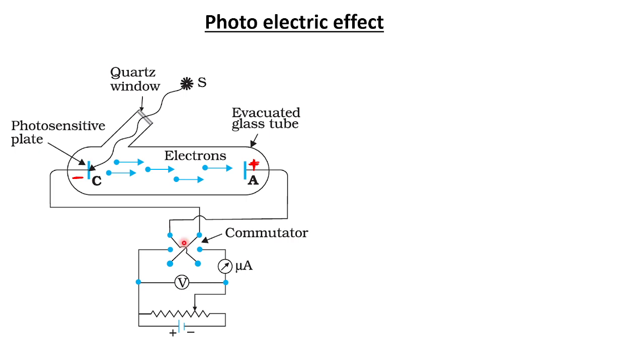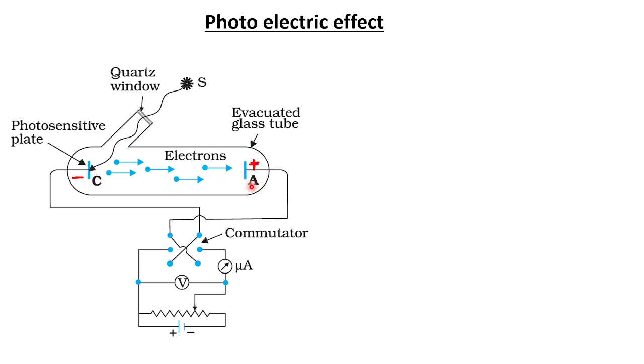This part I don't want to explain. It is just for reversing the polarity of the supply. There is a small switch; the commutator is nothing but a switch. Listen, I want to explain the theory. What happens next? You can see from this picture. If the radiation has sufficient energy, it will separate the outermost electrons from the metallic plate, and they will move towards A.